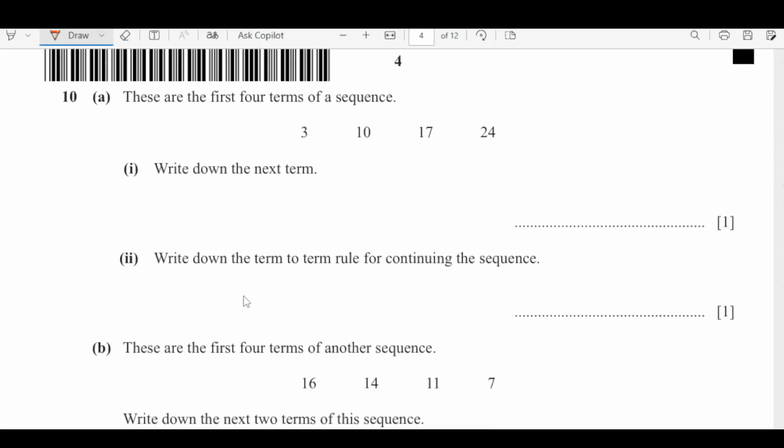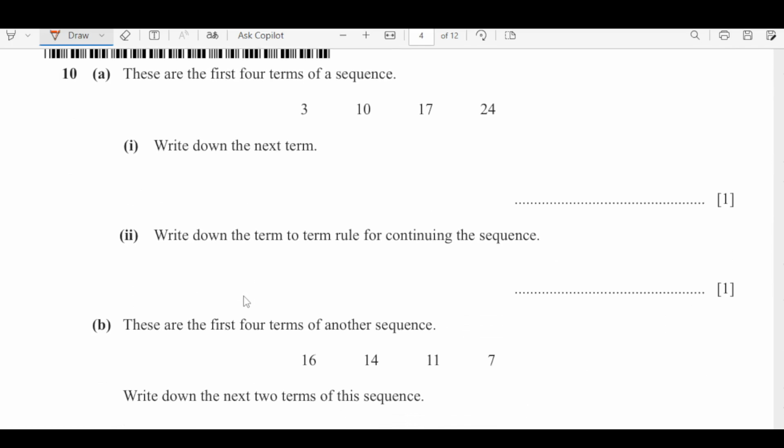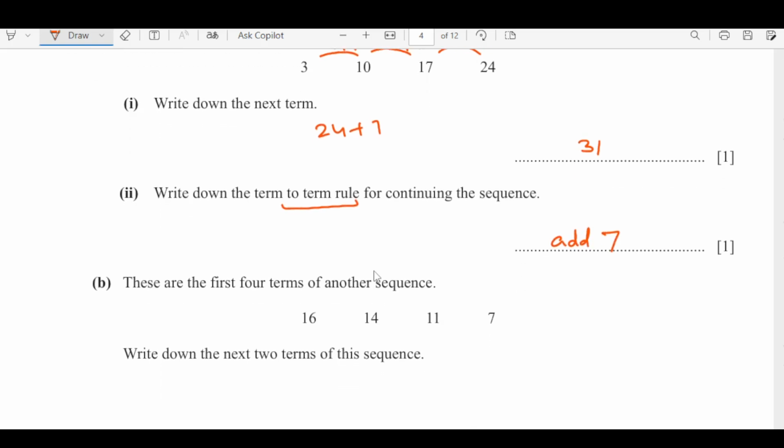Now number 10. These are the first 4 terms of the sequence. Write down the next term. If you look, we are getting the next term by adding 7. So 24 plus 7, which is 31. Write down the term to term rule. As you have seen, we are getting the next term by adding 7. So add 7 is the term to term rule.